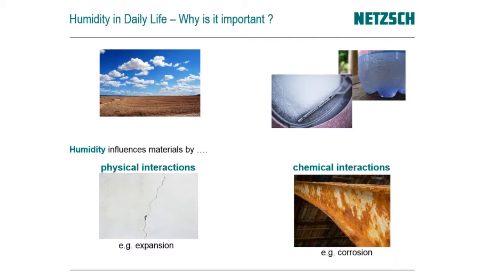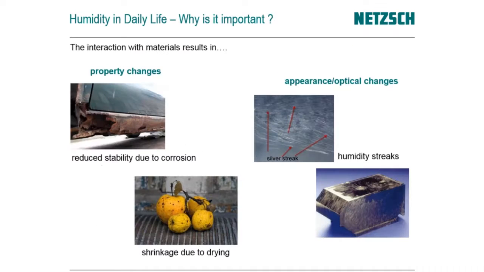So we have an interaction. Every interaction also has a result, and in the case of material properties, this result is mostly a property change or at least an optical change. In the case of property change, we can take again the example of corrosion of steel. You have high stability of iron or steel, but if it corrodes to iron oxide, it may break into parts. So for instance, if you have a completely corroded car, you don't want to drive with it anymore.